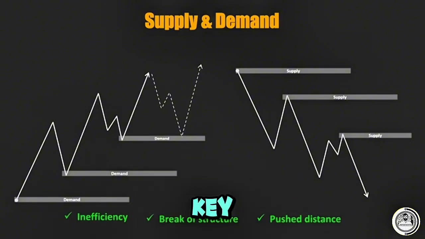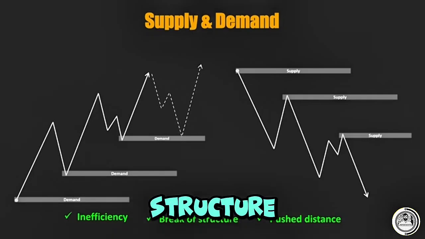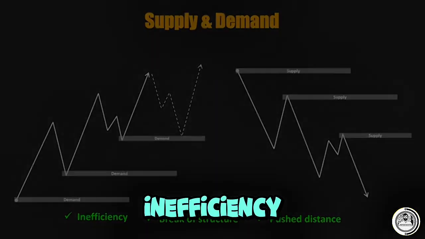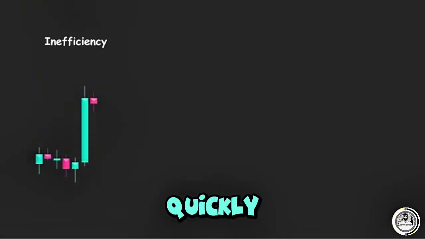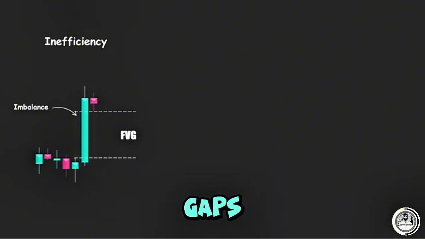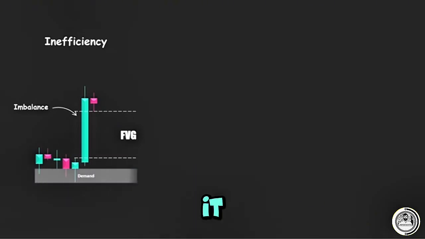However, there are several key factors to consider when identifying valid supply and demand areas for trading: inefficiency, break of structure, and the push distance. Each of these concepts serves as a critical clue to help confirm the strength and reliability of the zone. Inefficiency occurs when price leaves an area quickly, creating an imbalance between buying and selling orders. This imbalance is identifiable through fair value gaps left between consecutive candles. These gaps suggest that there is a lack of supply or demand at that level, making it a potential turning point.